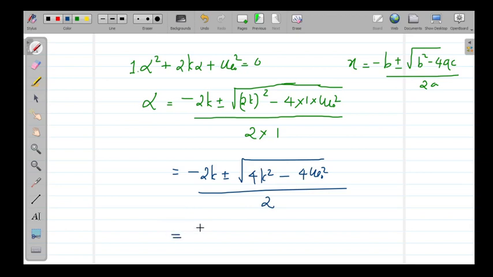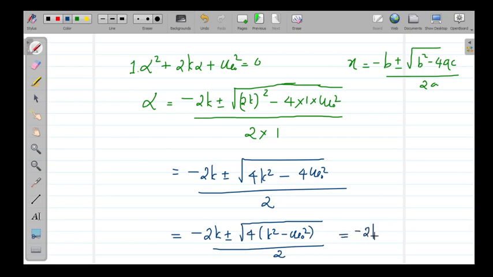That is, this is equal to minus 2k plus or minus root of 4 into k square minus omega 0 square, divided by 2. So what is root of 4? Root of 4 is 2. So this is simply minus 2k plus or minus 2 into root of k square minus omega 0 square, divided by 2. So if you are given this equation, you can split this, right? Root 4 into root of k square minus omega 0 square, and root 4 is simply 2.